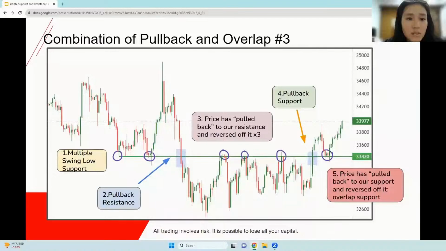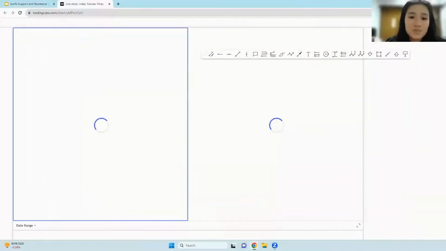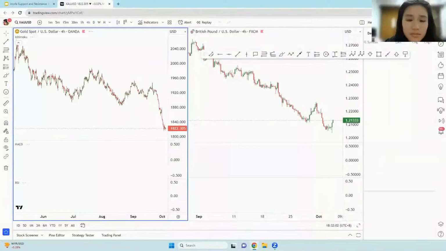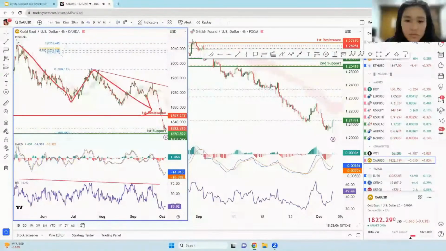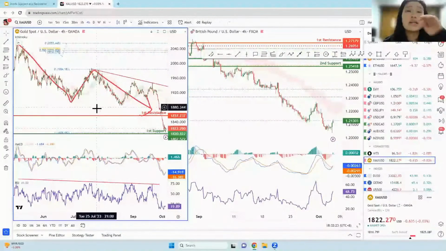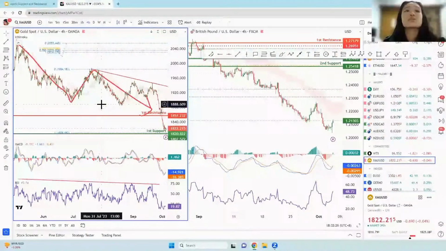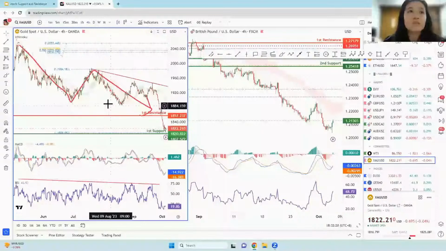Okay, here are my charts. If there are no specific charts that you guys would like to see, I'll just go ahead and maybe analyze gold first.